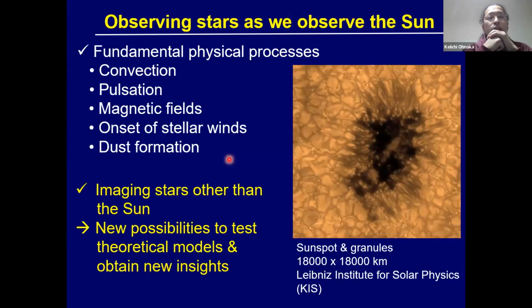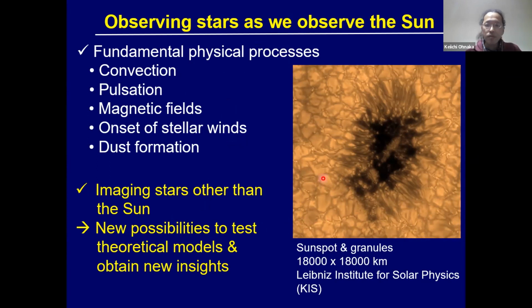So the last part of my talk is about observing stars as we observe the Sun. At least to me, the goal is to better understand the fundamental physical processes like convection, pulsation, magnetic fields, onset of stellar winds, and dust formation. And imaging stars other than the Sun provides us with new possibilities to test theoretical models and obtain new insights. So what's shown here is the beautiful image of a sunspot and granules.